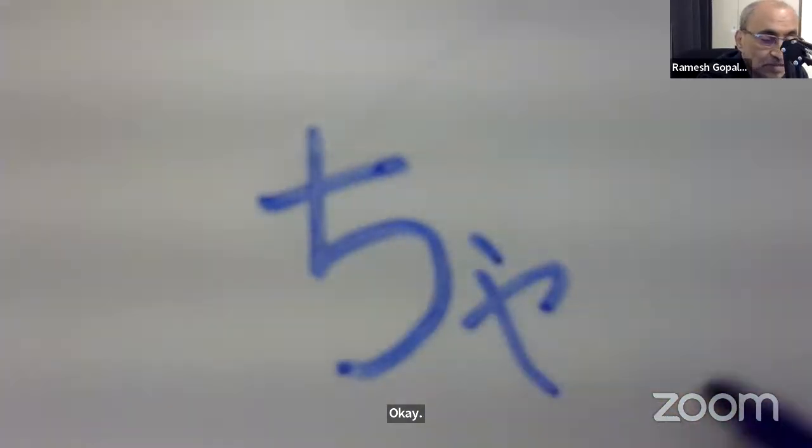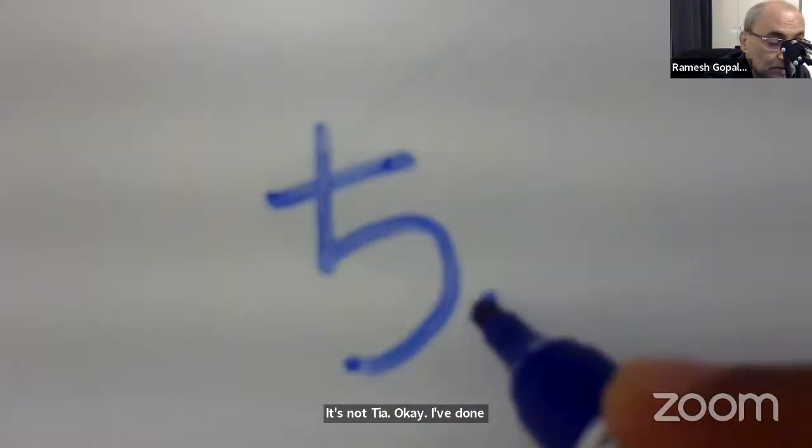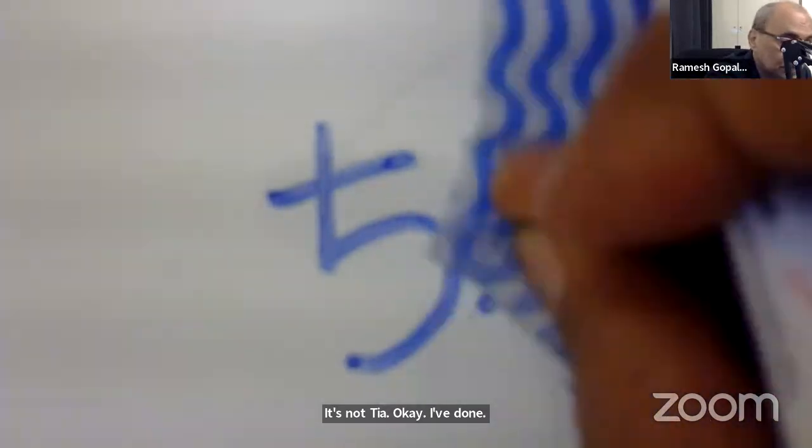Next, ka and sa we saw. Now it is ta. So in ta, the I sound is chi. Chi. Cha. It's not chia. Okay. I'll tell you about that. It's not chia. Cha. Chu. Cho. Cha, chu, cho.